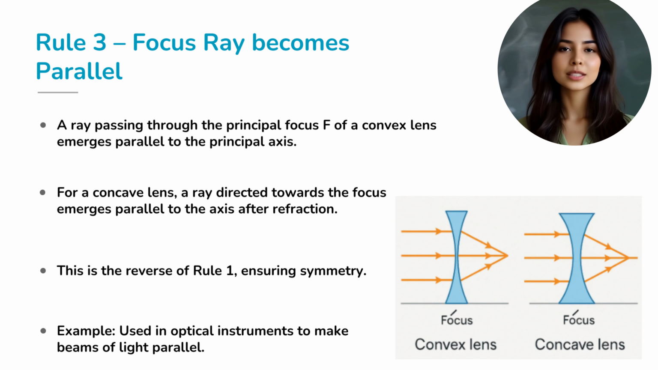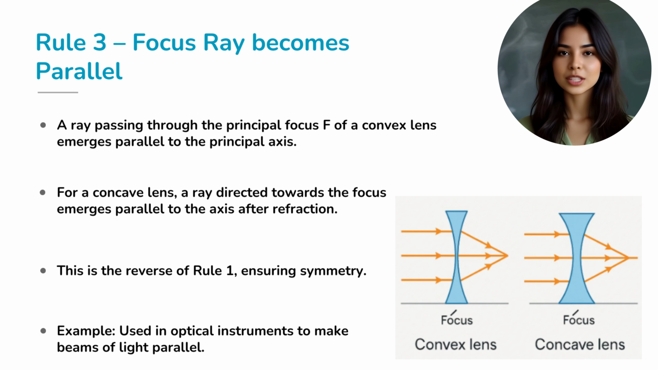For a concave lens, if a ray is directed towards the focus before entering the lens, it emerges parallel to the axis after refraction. It's as if the lens says, if you aim for my focus, I'll straighten you out.